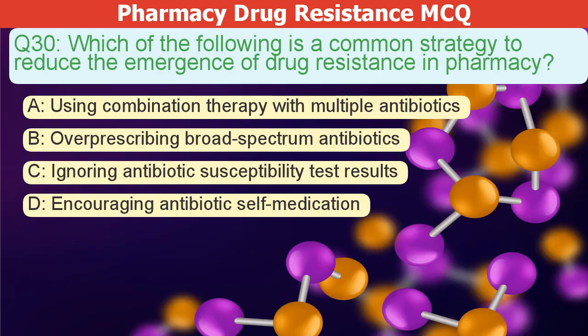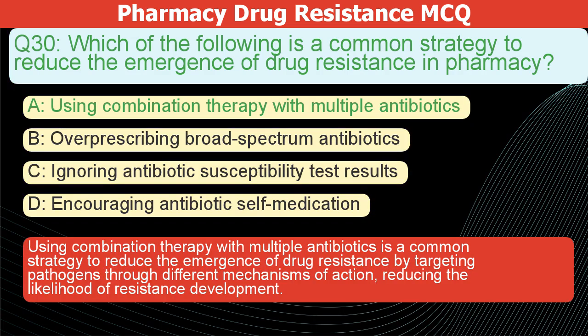Which of the following is a common strategy to reduce drug resistance in pharmacy? A. Using combination therapy with multiple antibiotics. B. Overprescribing broad-spectrum antibiotics. C. Ignoring antibiotic susceptibility test results. D. Encouraging antibiotic self-medication. The correct answer is A.